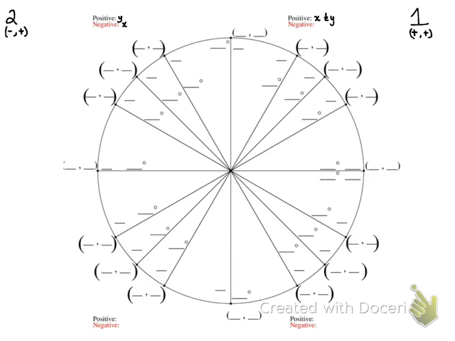In quadrant 3, they are both negative. So we have negative, negative coordinate points. And then our fourth quadrant down here is going to be a positive x and a negative y, which is going to be a positive, comma, negative.